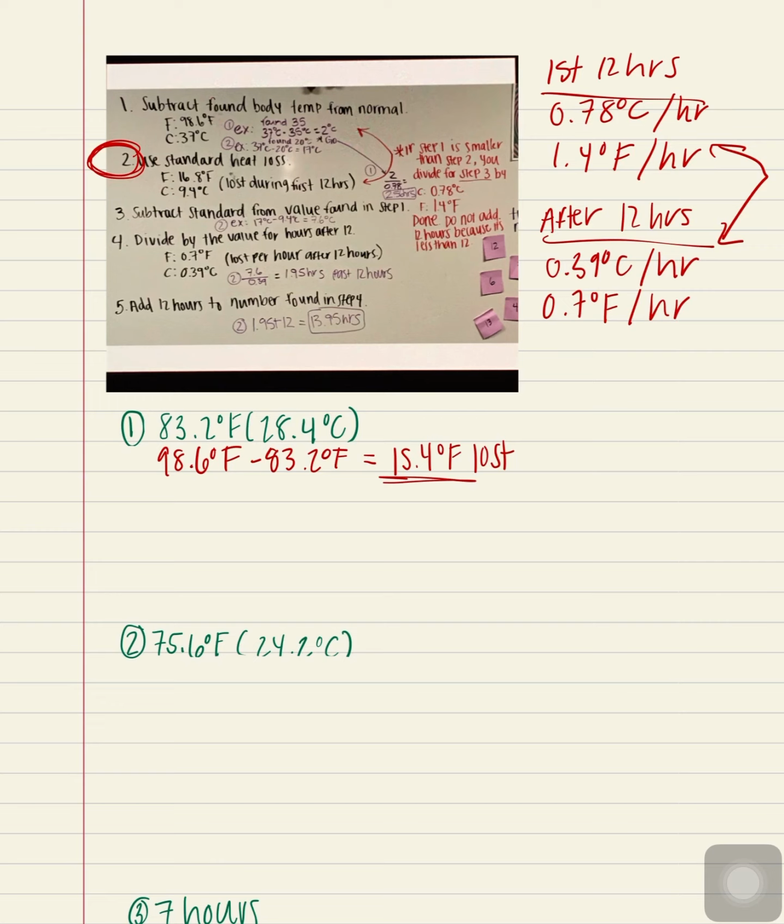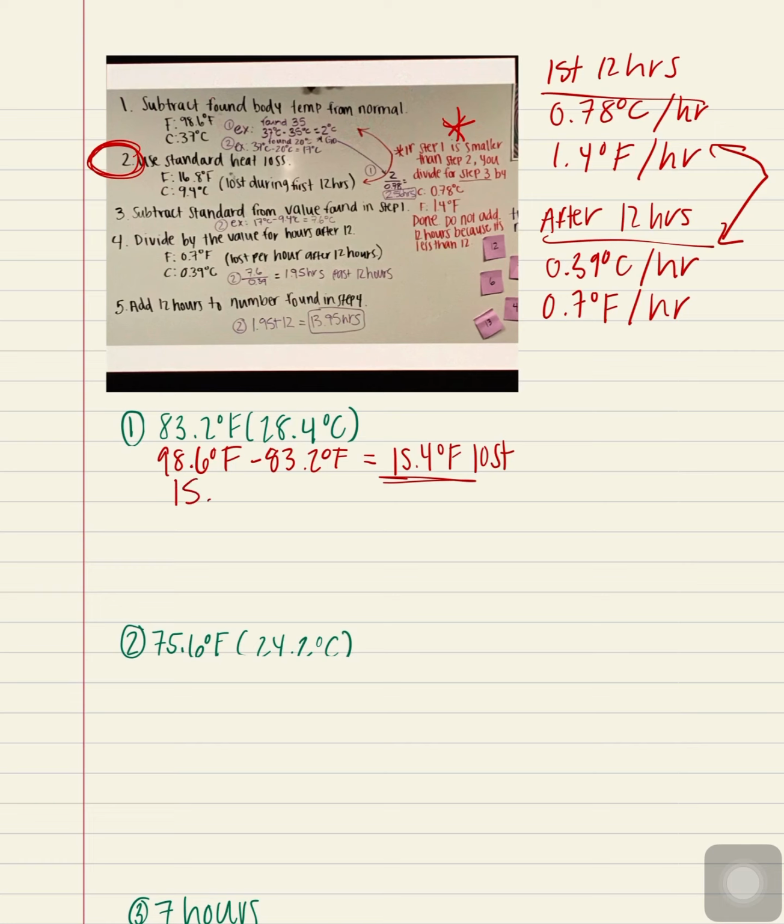So then what you'll do is you'll take the 16.8. Oh, sorry, never mind. Look at the 16.8 compared to the value we have. If the number is smaller, so if you see right here in the red, if step 1, so the 15.4 we found, is smaller than step 2, 16.8, you divide for step 3 by that value. So 1.4, and then we're done. That's all we have to do for that problem, fairly simple.